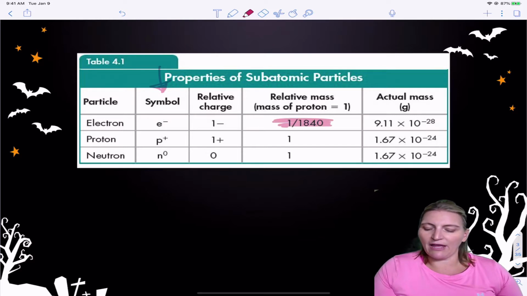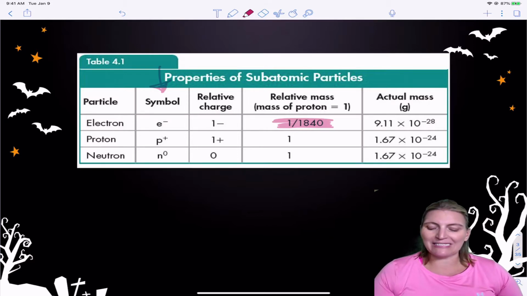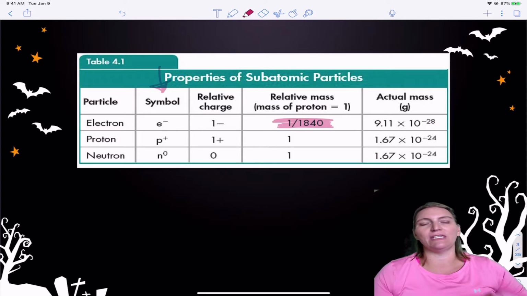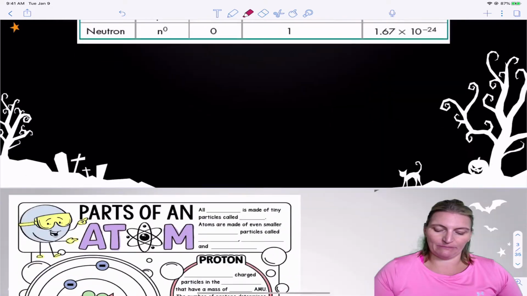And if you look at the relative mass of an electron, it is incredibly small compared with that of a proton or a neutron. The largest atom that there is only going to have 118 electrons in it, which, you would need 1,840 electrons to equal the mass of one proton or neutron.